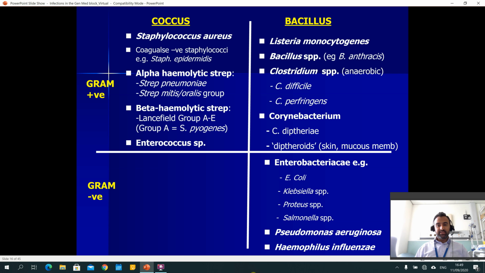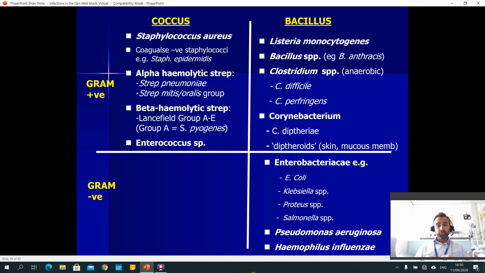But Enterobacteriaceae sit there. If I was to take a sample of anyone's poo, you'll grow a whole host of these Enterobacteriaceae, and that's fairly normal. They sit there, as standard. However, if those pathogens get where they're not supposed to be, that's when you get disease. So these include bugs such as E. coli, of which there are many types, serotypes, Klebsiella species, Proteus, Salmonella, Shigella. So these are your Enterobacteriaceae.